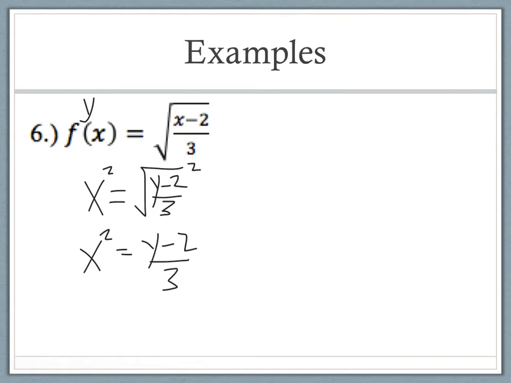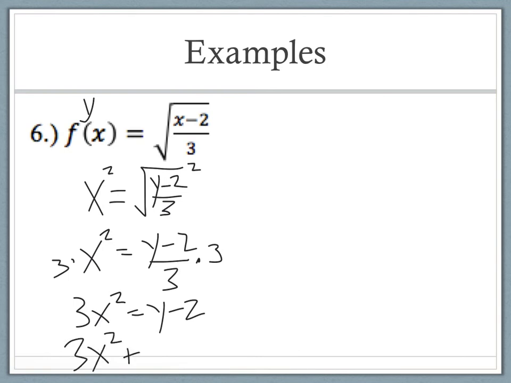Hey, I can't do anything with that 2 yet, so I need to times both sides by 3. So I have 3x squared equals y minus 2. Add 2 to both sides, so we have 3x squared plus 2 equals y. But we didn't start with y, we started with f, so we need to rewrite this as f inverse of x equals 3x squared plus 2.